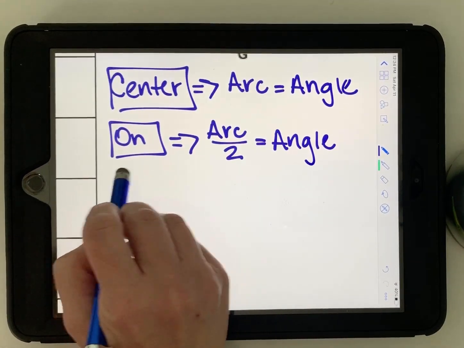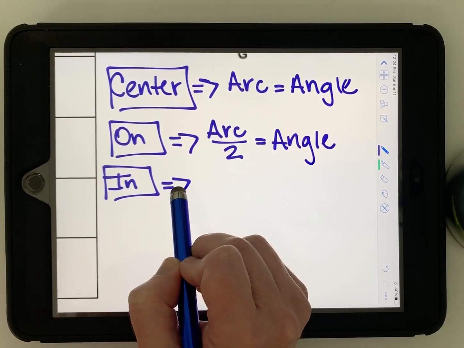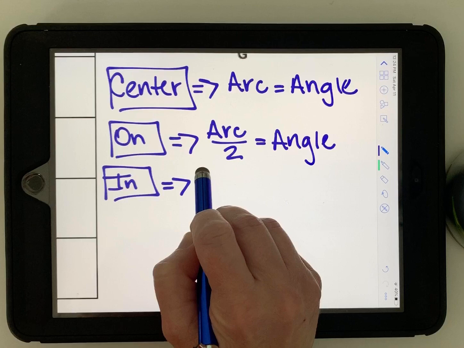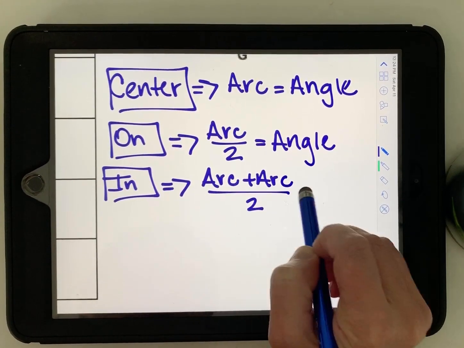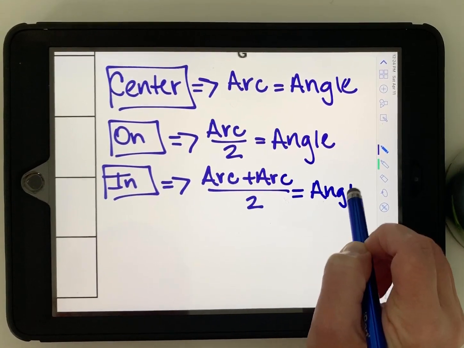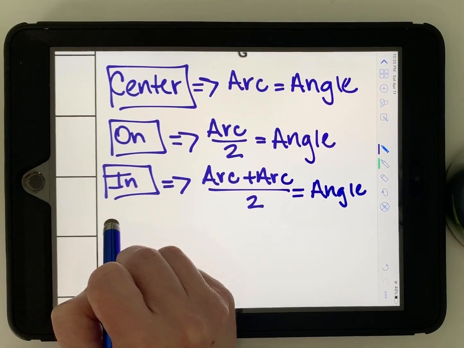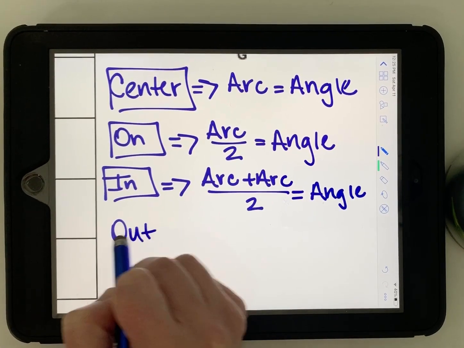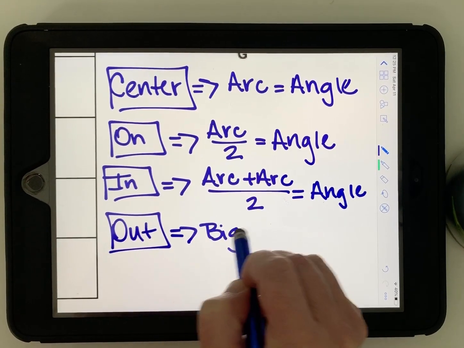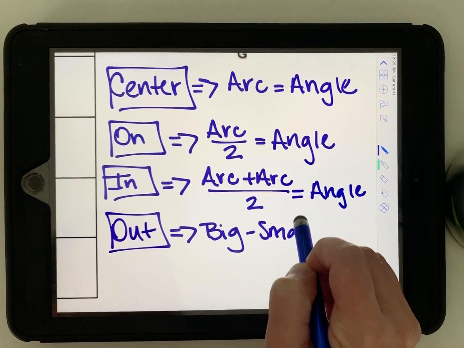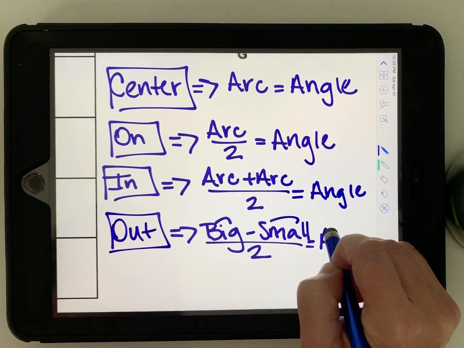If our vertex is in the circle, but not the center, then we have the vertical angle scenario where we take both our arcs and we add them together, divide by 2, and that gives us the angle. And I'll show you what I mean by vertical angles here in a minute when we get to one of those. And the last one is when the vertex is outside the circle. We take our big arc minus our small arc, cut that in half, and that gives us the measure of the angle.